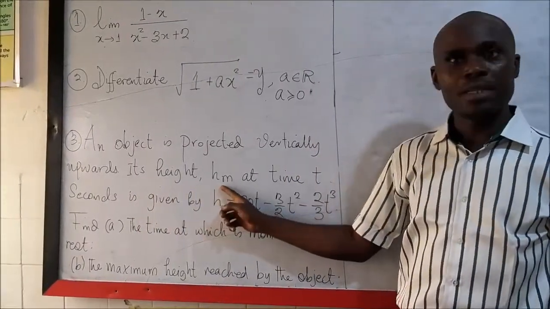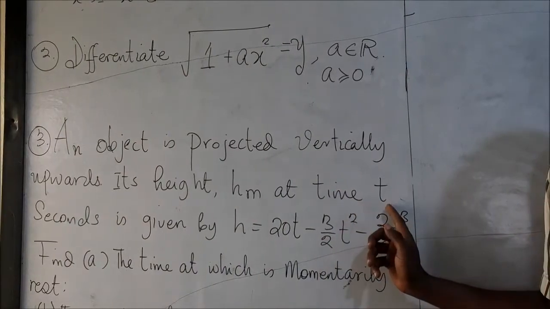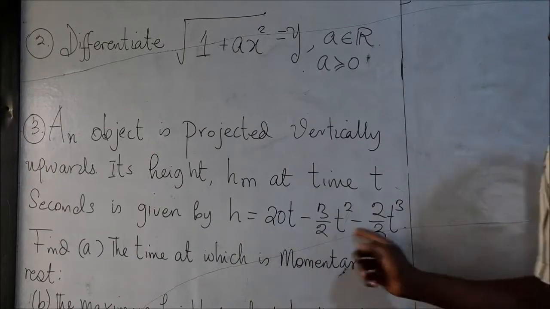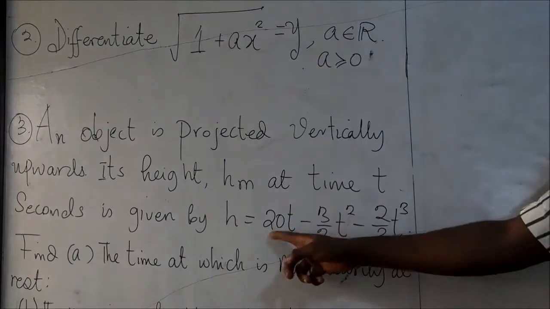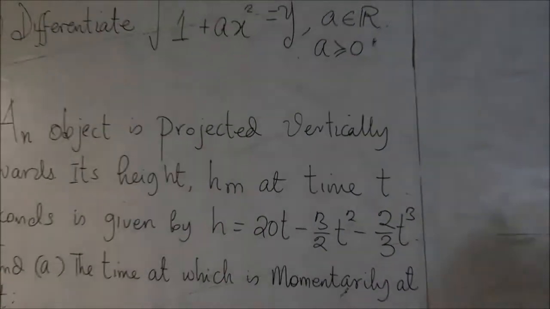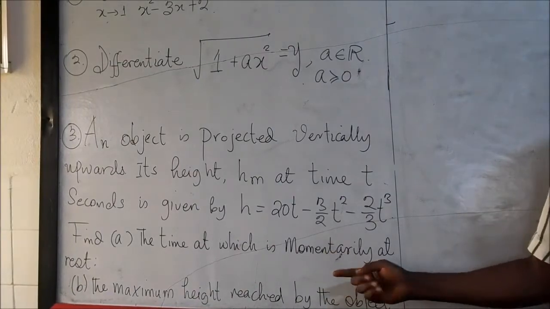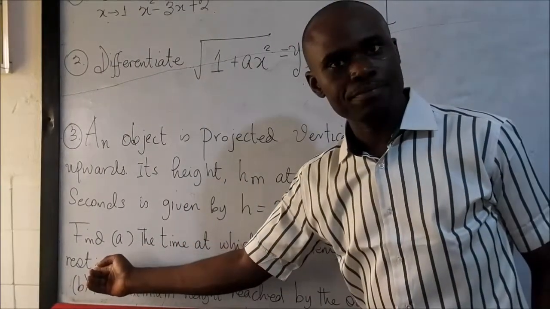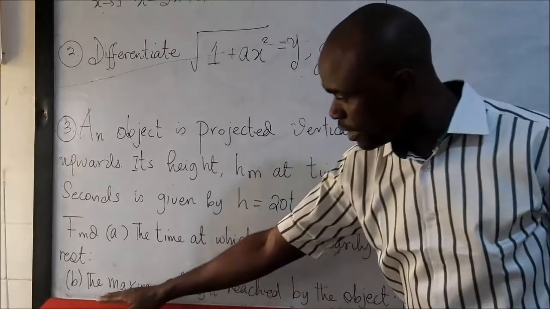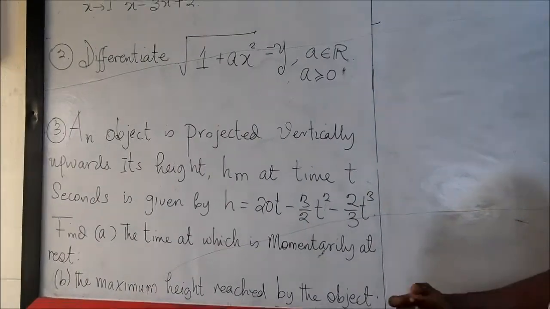Its height, in meters, at the time t seconds, is given by this function: 20t minus 3 over 2 t squared minus 2 over 3 t cubed. The question now is to find the time at which it is momentarily at rest. And the second question is the maximum height reached by the object. Now, how do we do this?